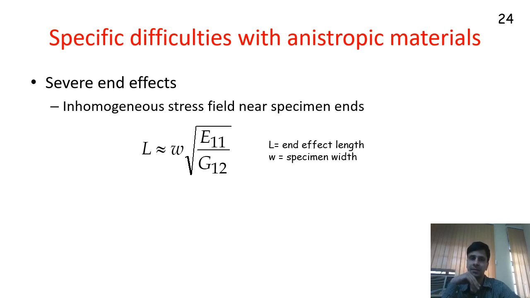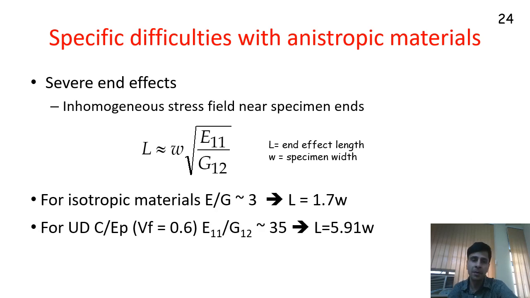at the edges. As a rule of thumb, the gauge length of your specimen should be the width times the square root of Young's modulus by shear modulus. So for an isotropic material, E by G will be roughly 3. So the length is expected to be 1.7 times the thickness or the width. So if you go to our material testing lab, you will see that the test samples for isotropic mild steel are about this, which is like 10 centimeters.